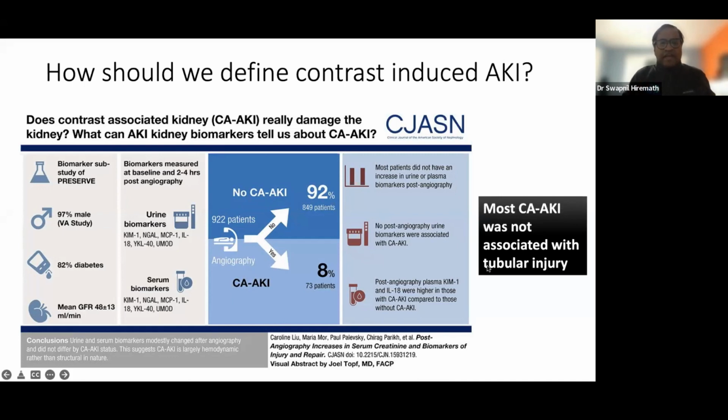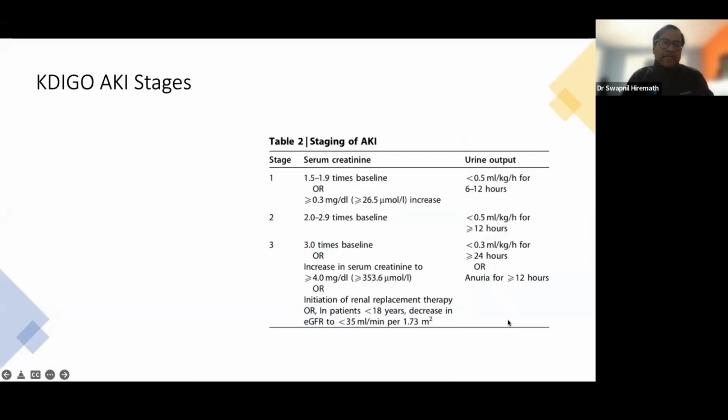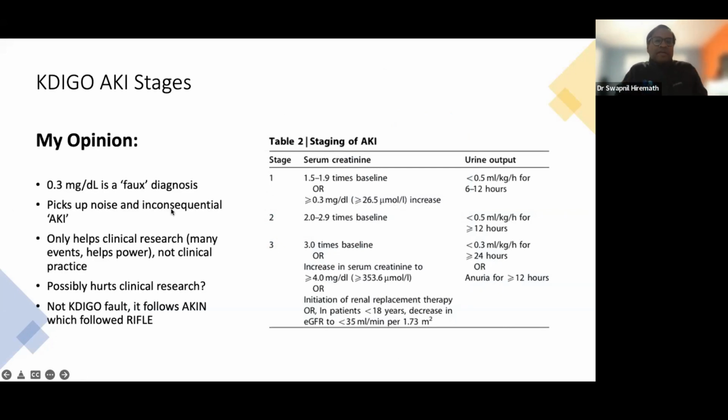So what kind of AKI is happening here, right? This mild AKI really doesn't matter. And you look at the KDIGO AKI stages, that's what people are using now, like the 0.3 milligrams per deciliter increase in creatinine, or a 50% increase from baseline. My opinion is that this 0.3 milligrams per deciliter is for diagnosis, really. It doesn't matter. It's noise. It picks up a lot of inconsequential AKI, right? Numbers go up and down while people are in the hospital.